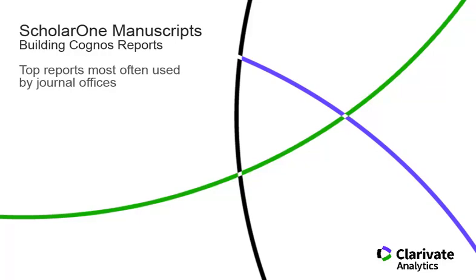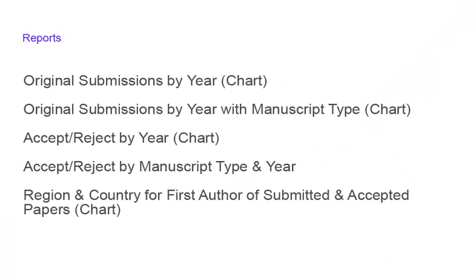Welcome to ScholarOne Manuscripts Building Cognos Reports. In this course, we will explore the top reports most often built by journal offices. This course was built in conjunction with the ISMTE and in response to a survey of ISMTE members regarding their most common reporting needs. We will be building 5 reports using the Build Your Own Reports function of Cognos.